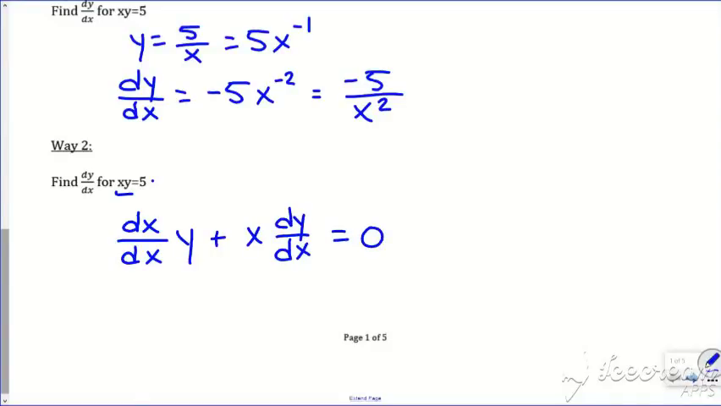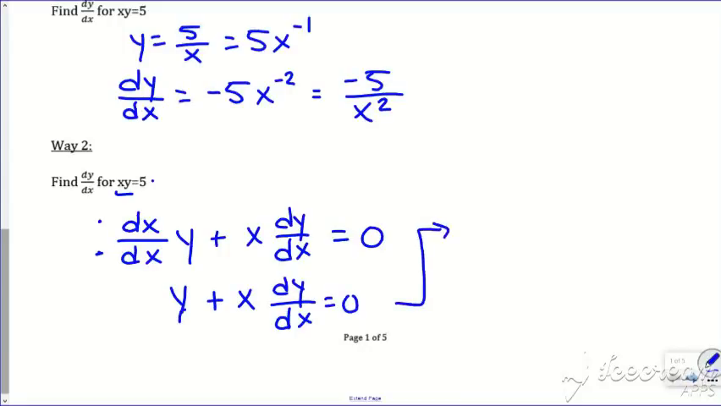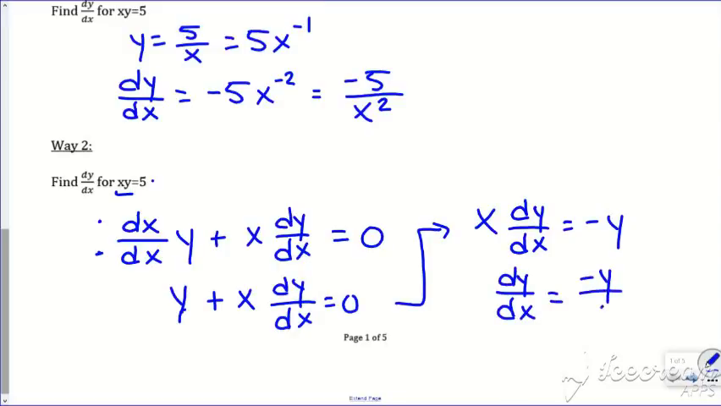From there I can simplify a little bit. dx over dx is just going to be 1. So I have y plus x dy over dx equals 0. Excuse me, it's supposed to be a plus sign right there. And then I can solve for dy dx. The first thing I'm going to do is subtract y, and then divide by x. So dy dx equals negative y over x.